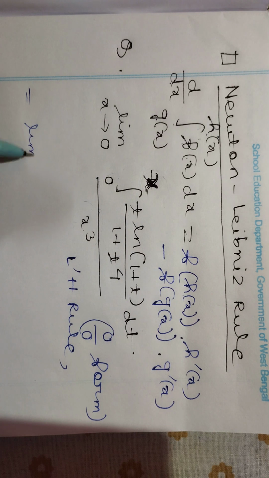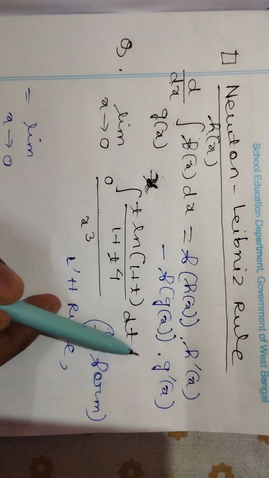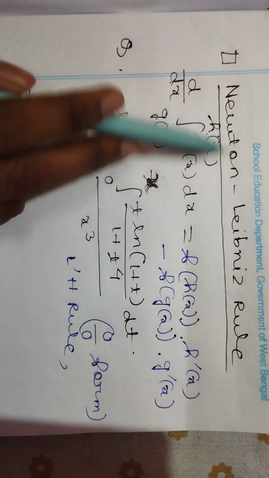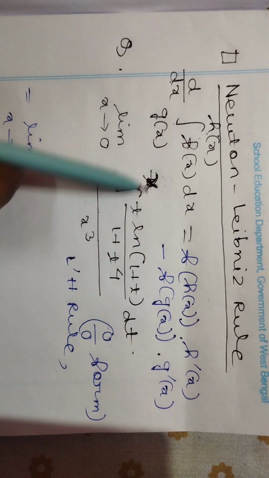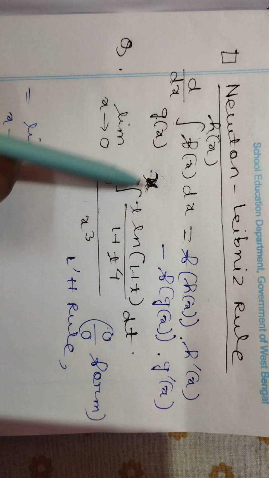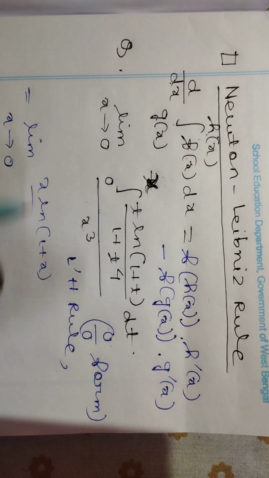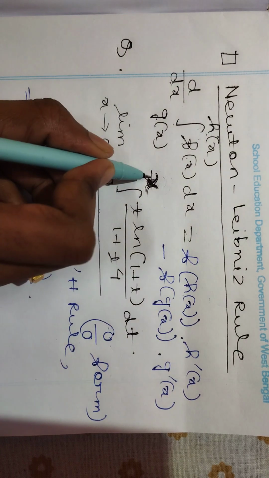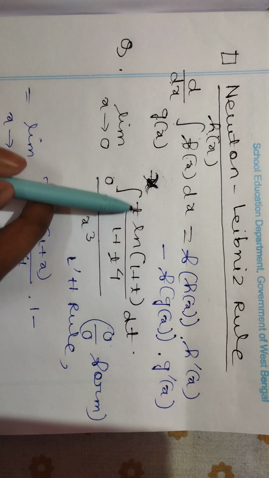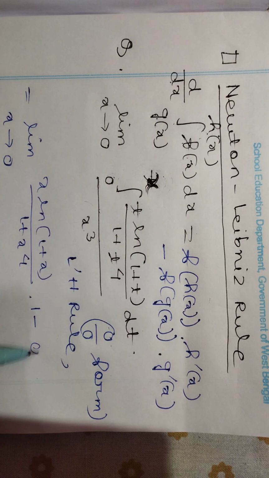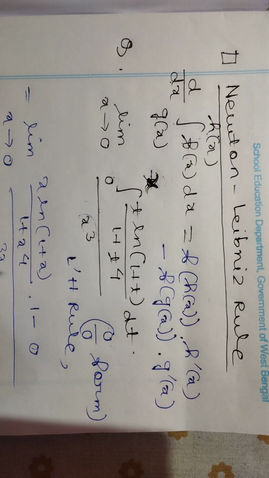So limit x tending to 0. We need to differentiate the numerator part, that is, differentiate the integral by using the Newton-Leibniz rule. So according to this rule, put the upper limit, which is a function of x, in this. So put x in place of t: x ln(1 plus x) divided by (1 plus x) raised to power 4, into the derivative of the upper limit, that is, the derivative of x is 1, minus put the lower limit, that is 0, so it is always 0, and the derivative of 0 is always 0, divided by the derivative of the denominator, that is 3x square.